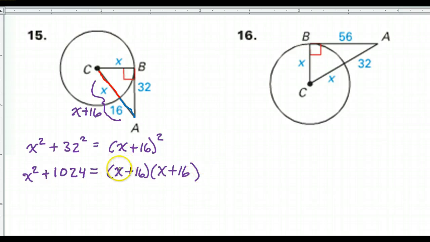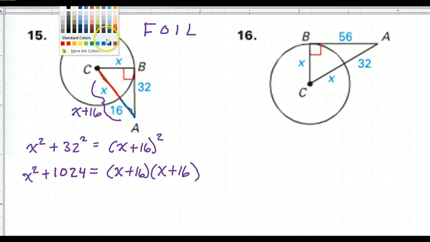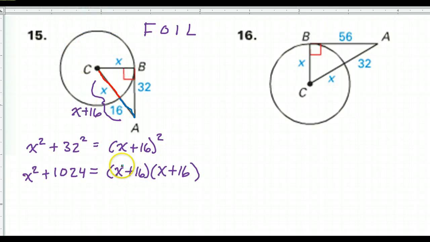Some teachers in the past might have taught this to you as the FOIL method. Maybe you've seen this acronym before, FOIL, and that stood for first, outer, inner, last. Some teachers just look at it as doing the distributive property twice. Either way, it's really the same thing. Let me just put lines to show you what we're doing. Either way, what you really do is you take this x and you multiply it by both of these things. So in other words, x times x, that's going to give me x squared. And then if I do x times 16, that's going to give me 16x.